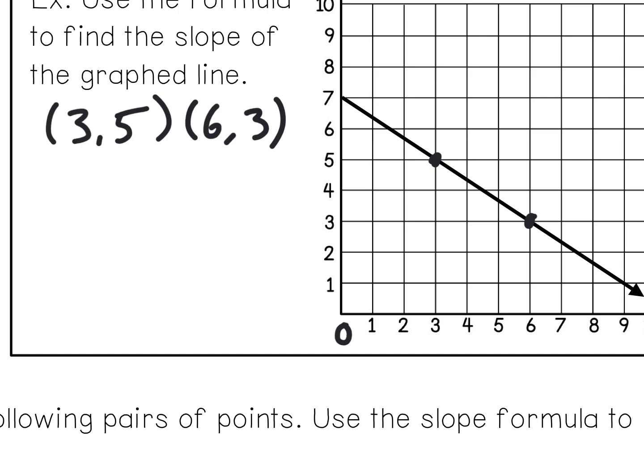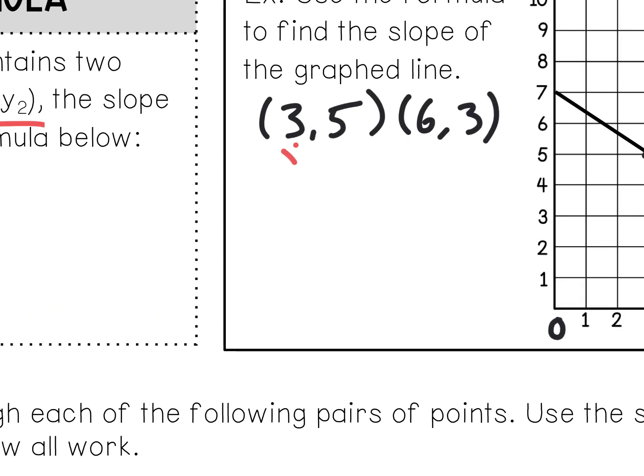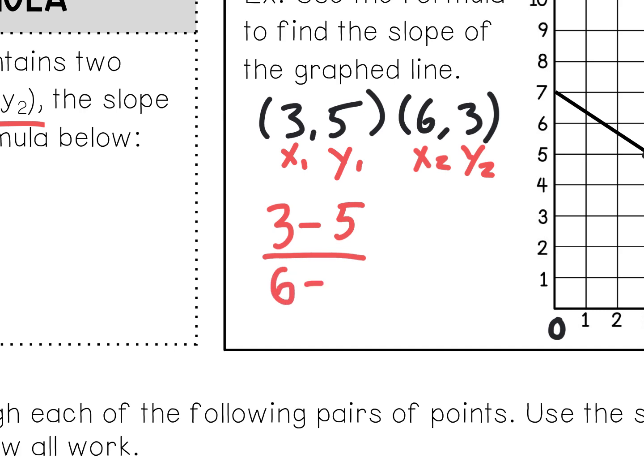So this is where it becomes a little bit tedious. I have to label my points. Okay, I have to label the x1, y1, x2, y2. So according to the formula, we have 3 minus 5 over 6 minus 3.